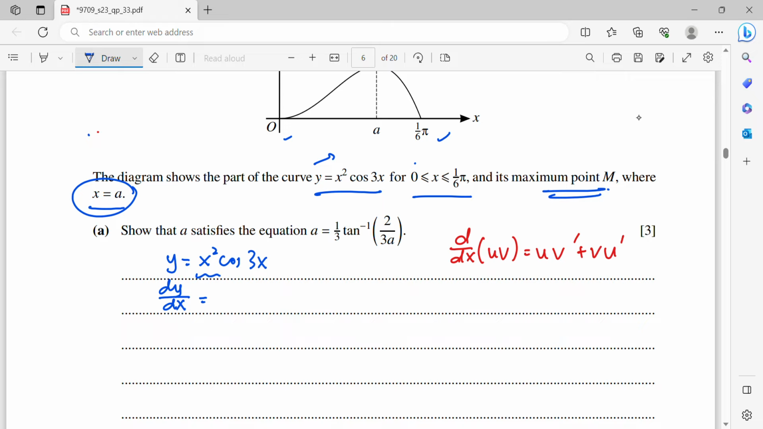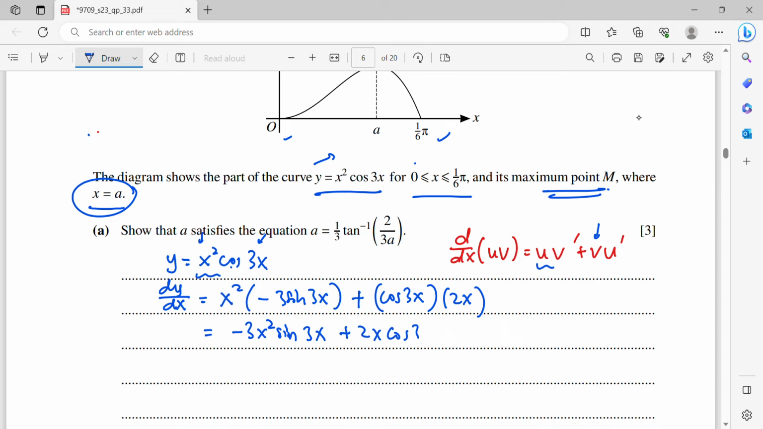Okay, this is your u, so keep the x squared. Differentiate cos 3x: differentiate cos is minus sine. Rewrite the 3x, and when differentiating 3x, it will be 3. That is the v prime. Plus, keep the cos 3x, which is our v here, and differentiate the u. When you differentiate x squared, it will be 2x. From here, I can open all the brackets. Then it will be negative 3x squared sine 3x plus 2x cos 3x.